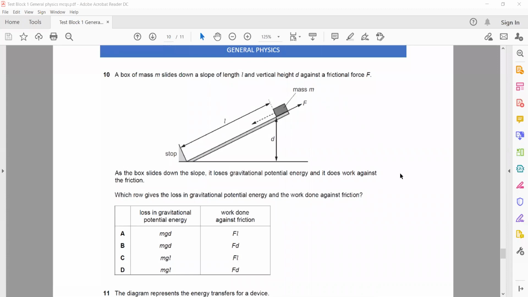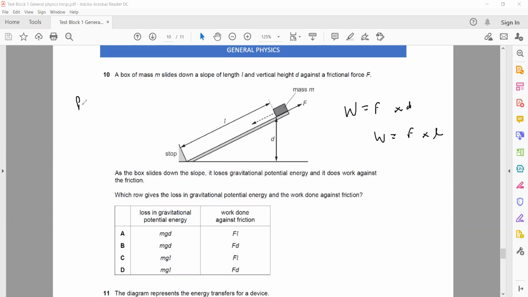Here in this case, a box of mass m slides down. So how much work is done and what is the potential energy? Work done is the product of force and distance. So work done against the friction: we have to take the distance over which it moves opposed by the friction. The distance for which the frictional force is acting is equal to L. So work done will be equal to force multiplied by L.